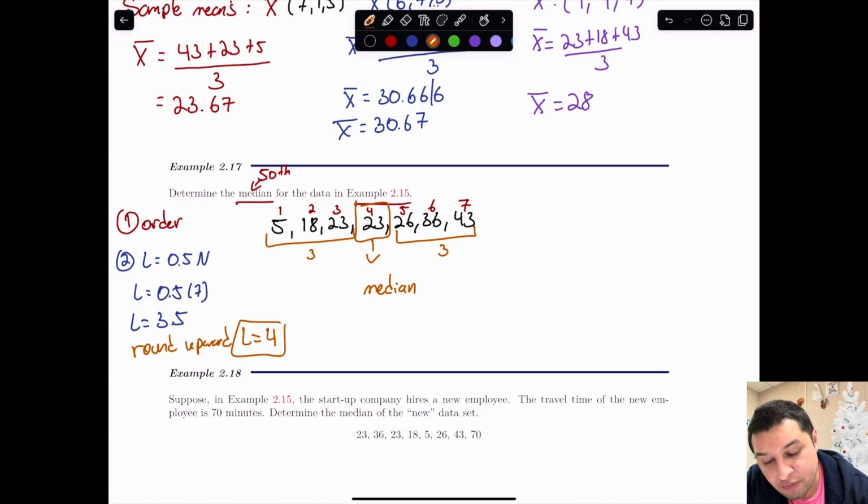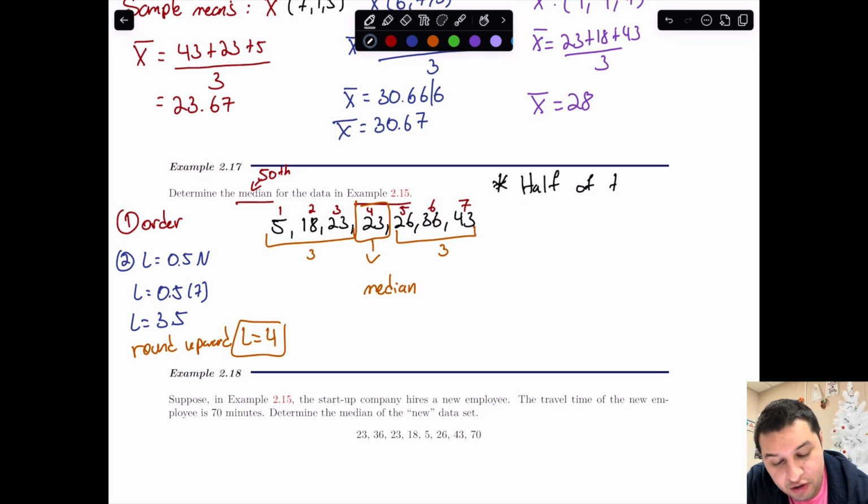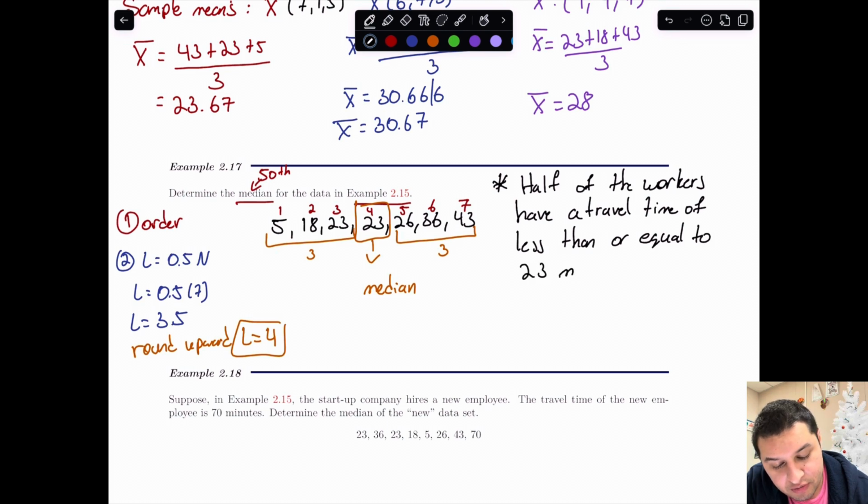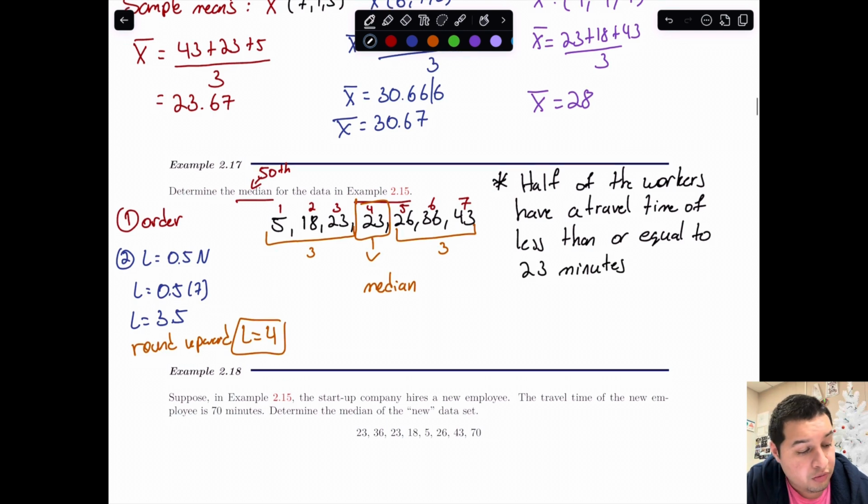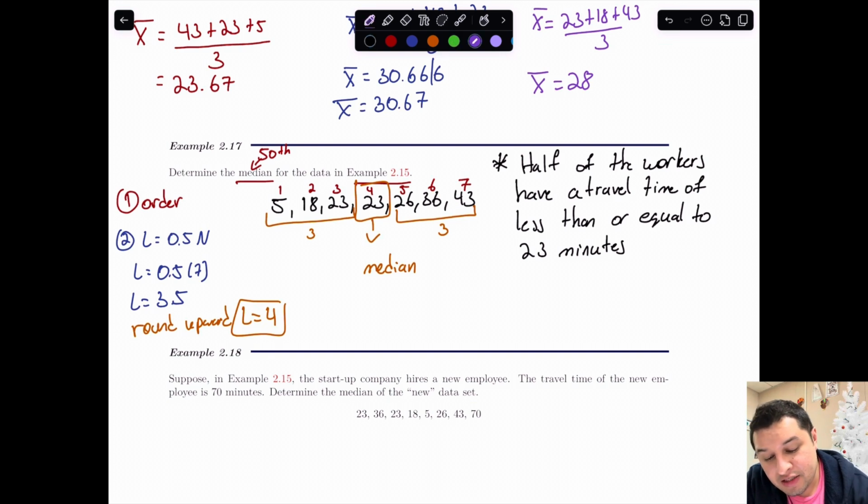So let's go ahead and interpret what this all means now. If we find the median, how does this kind of work with our entire thing, and what does it talk about with our minutes and everything else? So remember that the median is once again half, but it's half of the workers have a travel time of less than or equal to 23 minutes. Okay. Now, that's also one way of saying it.